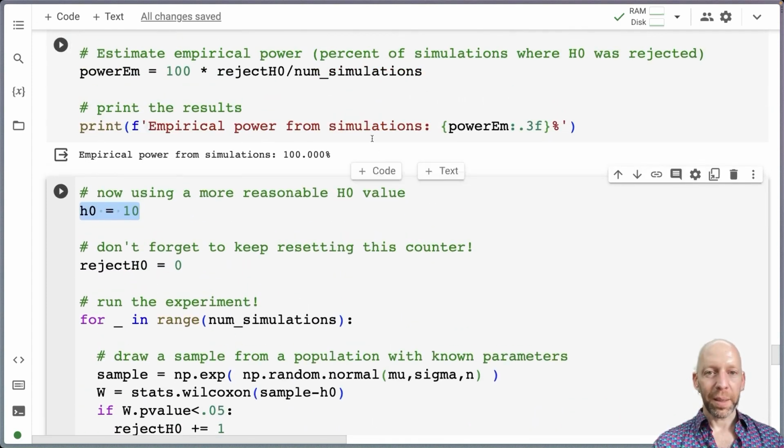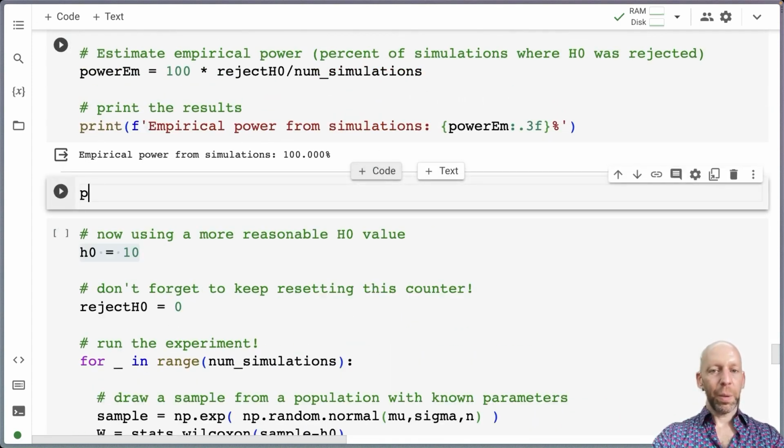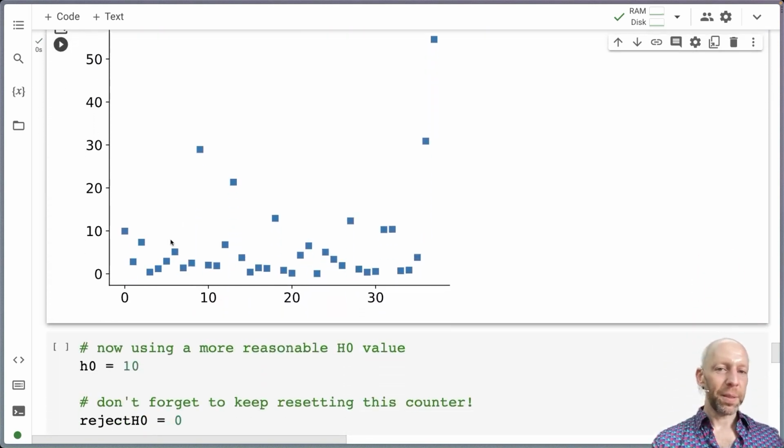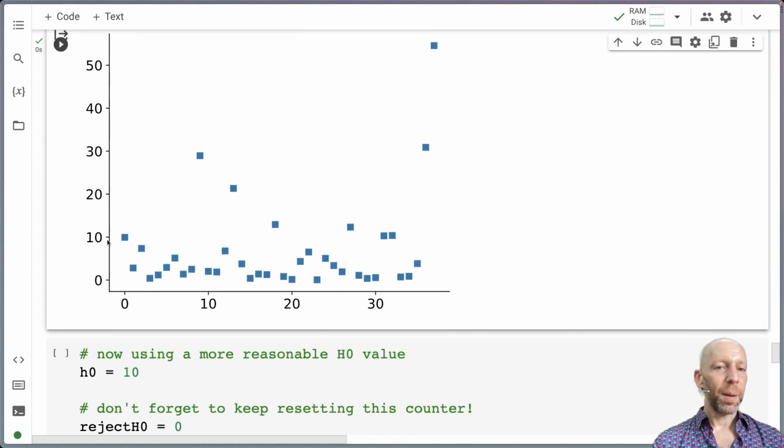So let me plot the data again. So plt.plot sample. Fix this typo here. Okay, so here you see this is an example of sample data, and here is our null hypothesis value of 10. And now this is much more reasonable than a null hypothesis value of 0, which is ridiculous.